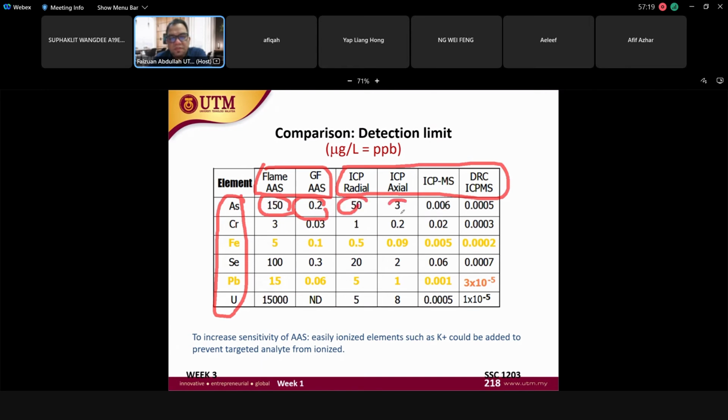ICP-MS has a much lower detection limit, which is 0.006 ppb. DRC ICP-MS, wow, this is superb, right? 0.0005 parts per billion, right? So this is much more sensitive. Okay, we don't have this one in UTM. We only have the flame AS, graphite furnace AS, and also ICP-MS. Right, we don't have ICP radial and axial as well.